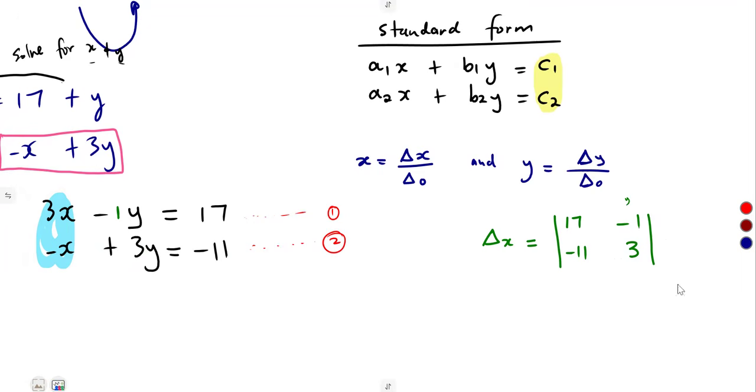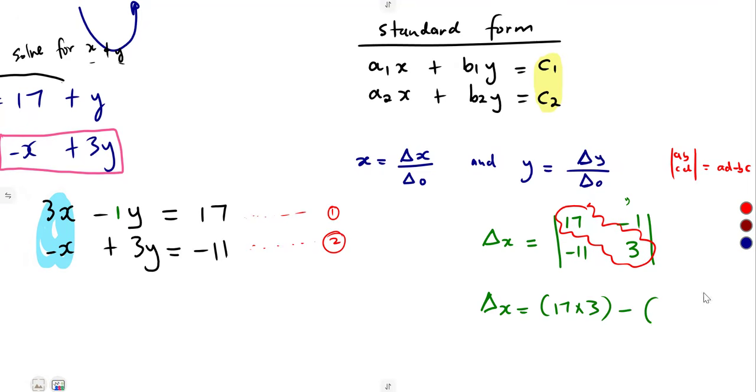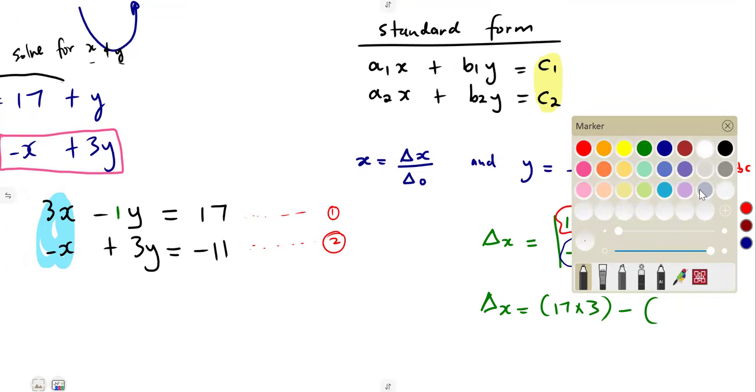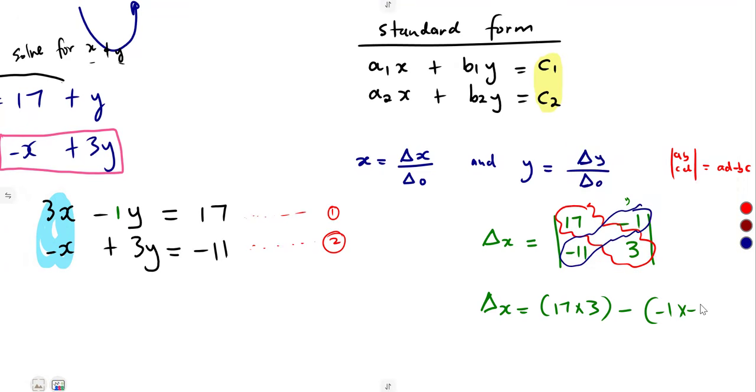You do the same thing for y, you do the same thing for the coefficients. So delta x, let us quickly find this. Remember from our previous class, for a, b, c, d, the determinant is equal to AD minus BC: the product of the major diagonal minus the product of the minor diagonal. So you're just going to have 17 times 3 minus the product of the minor diagonal, minus 1 times minus 11.